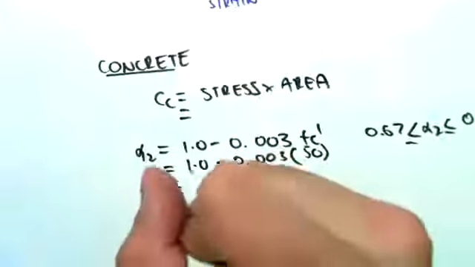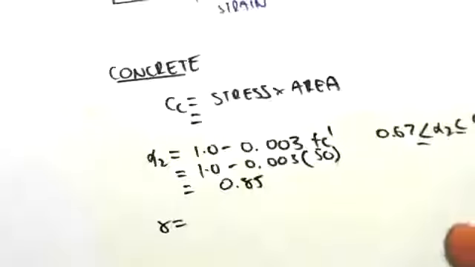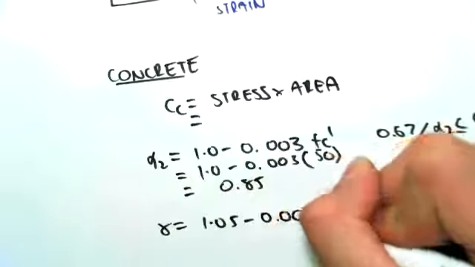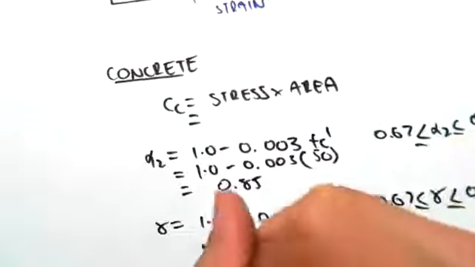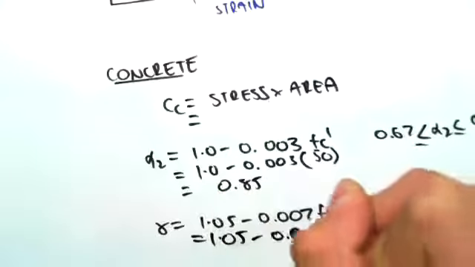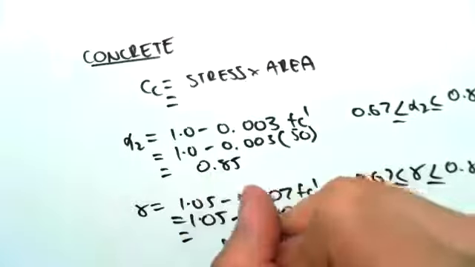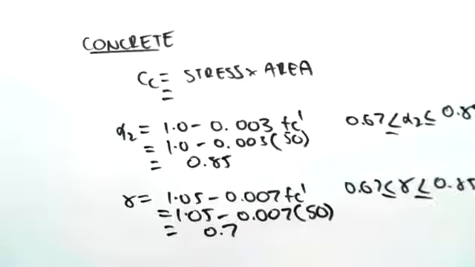Now the next thing we need to find is gamma. Gamma is given by 1.05 minus 0.007 fc dash, where gamma is between 0.85 and 0.67. Solving for this, with fc dash equal to 50, you would find gamma equals 0.7, which is within our range. So now we can go and find the compression in the concrete.